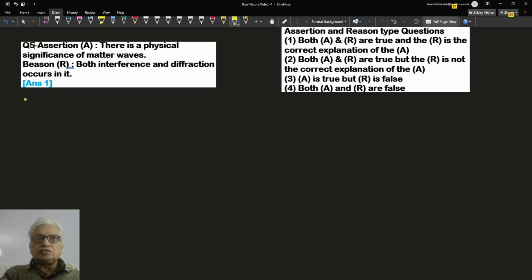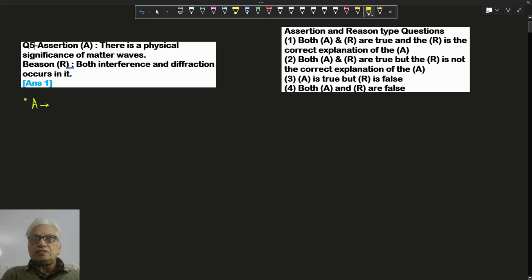Hello. Here in this question, assertion: there is physical significance of matter wave. As per de Broglie, a wave has both natures, wave nature as well as particle nature. Matter wave means a particle is moving, whether it is charged or not. Even a neutral particle, if it is moving, produces a wave. So a moving particle produces a wave. So it is correct. Assertion is right.